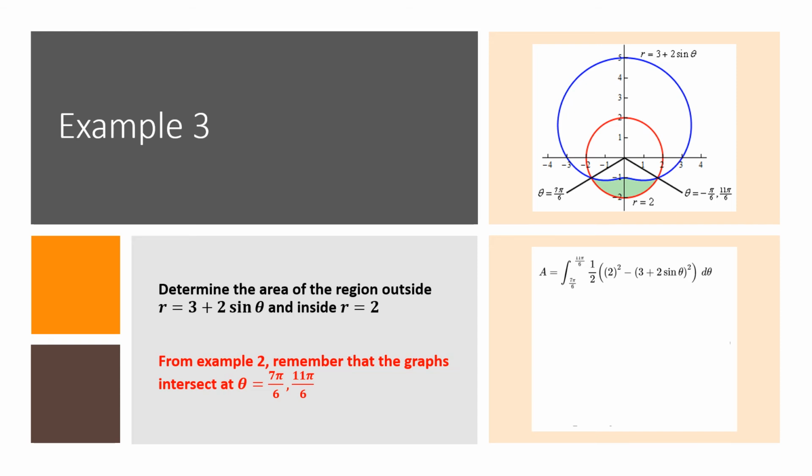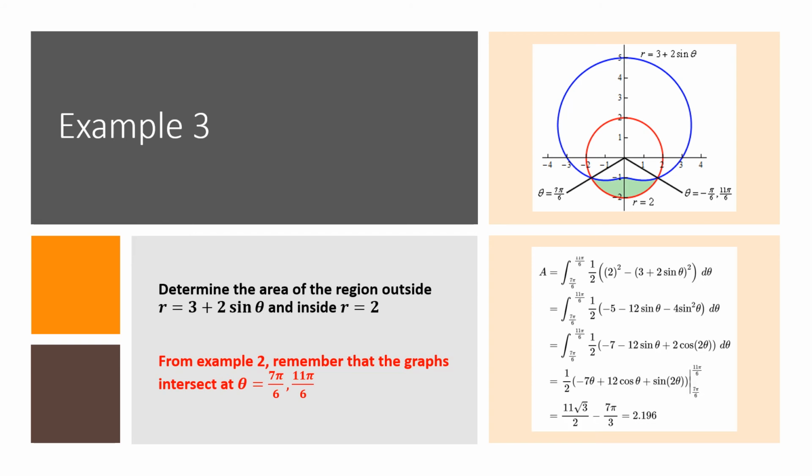All right, so again, I'm doing the integral from 7 pi over 6 to 11 pi over 6 of 1/2 of my outside function, which is the circle squared, minus the inside function, which is my limaçon squared. So once I clean that up and simplify, I get 1/2 of negative 7 minus 12 sine theta plus 2 cosine 2 theta. And then when I integrate that and plug in my bounds, I get that my integral, or my area, is approximately 2.196.